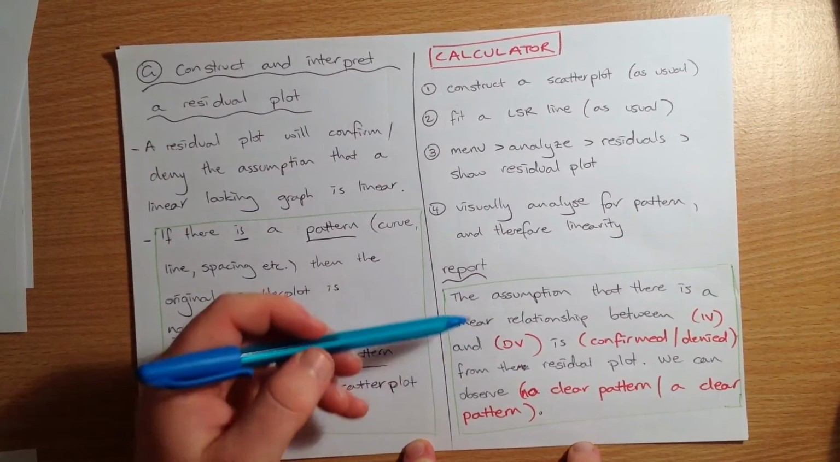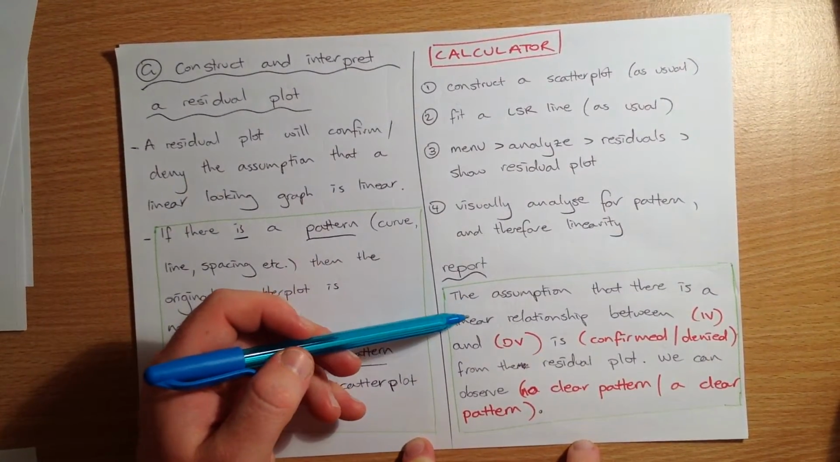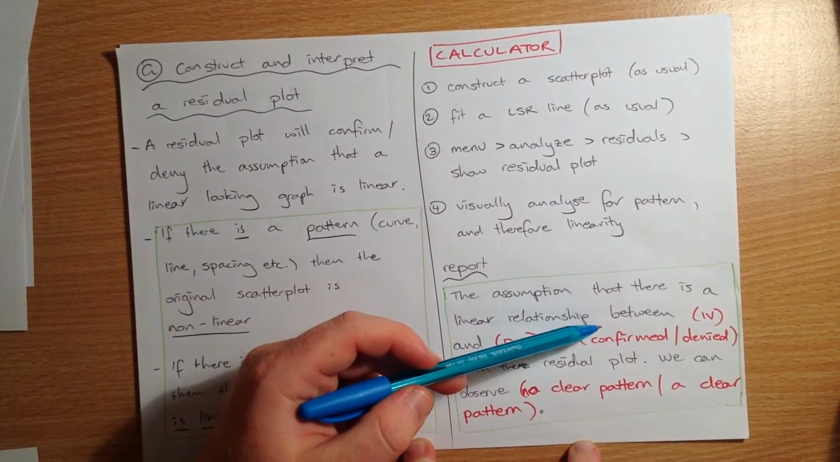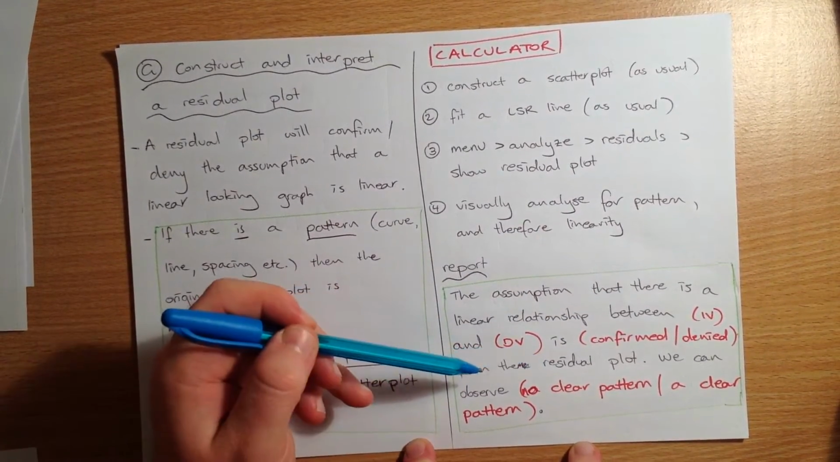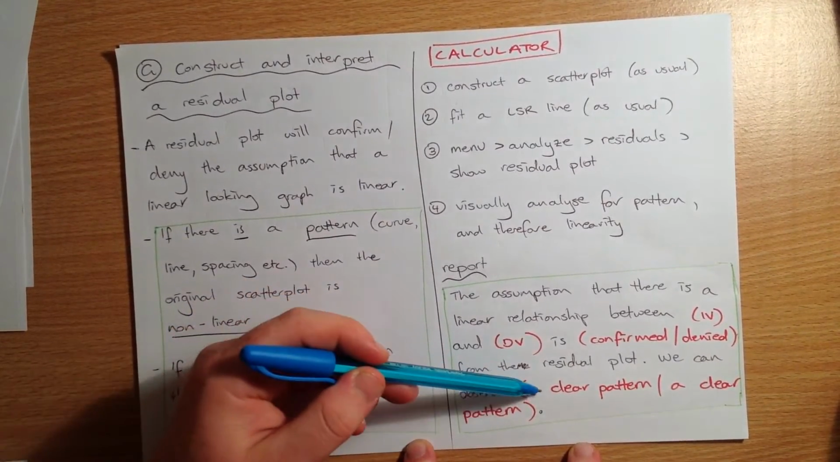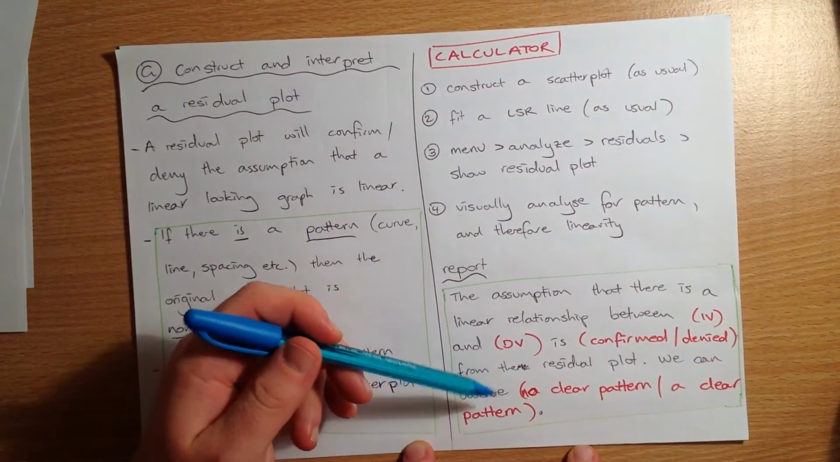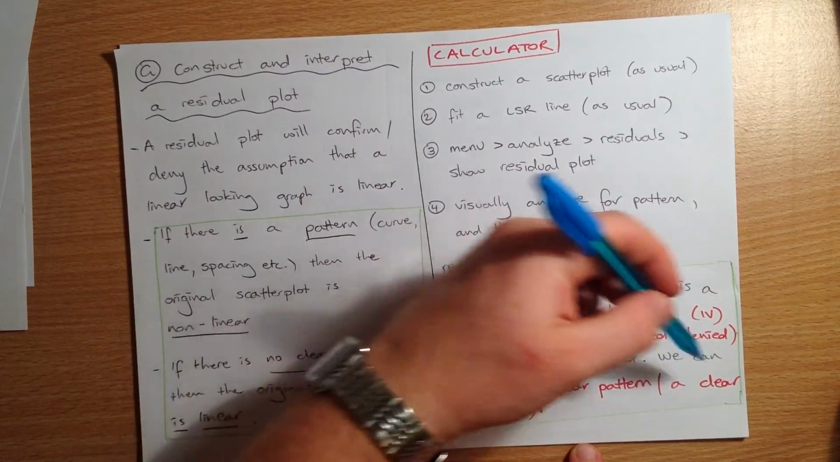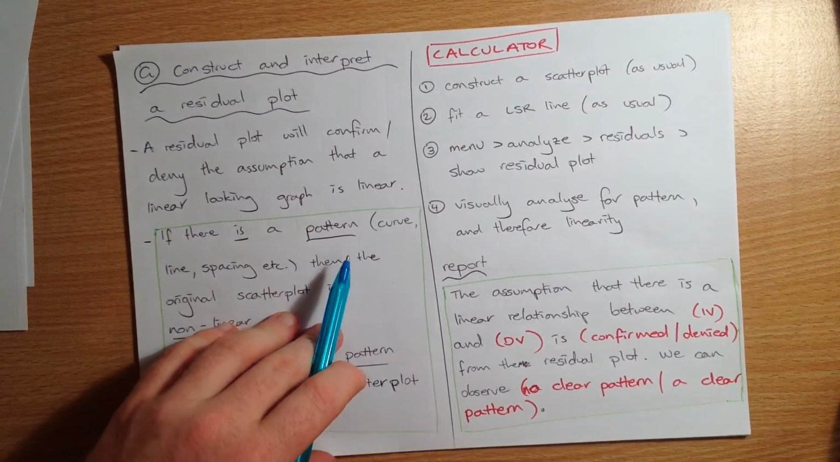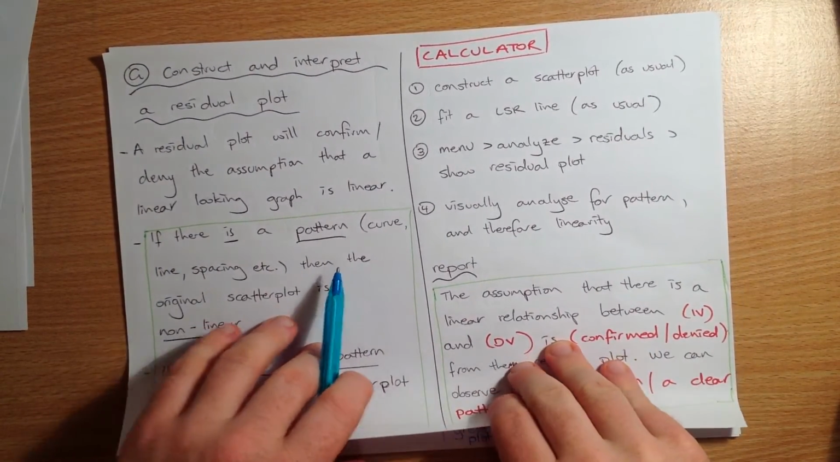So the report will read like this. The assumption that there is a linear relationship between my two variables is confirmed or denied from the residual plot. We can, and this is just an extra bit to super clarify that that's true, observe either no clear pattern or a clear pattern. This bit here is probably not essential, but I think just to be super safe and make sure you get the marks, it's a good idea to do that.